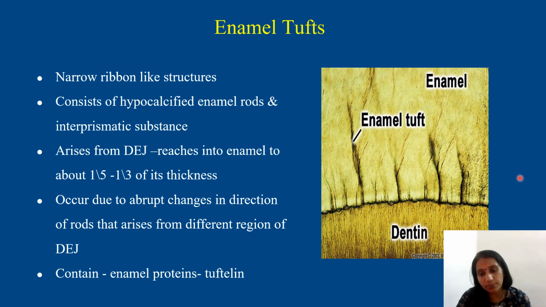So, there is an abrupt or sudden change in the direction of the rod. And they are basically made up of poorly calcified enamel rods. They are enamel rods themselves, but poorly calcified. Because of the change in direction, the calcification of the rods is affected. So it arises from the dentino-enamel junction. It is seen up to 1/5 or 1/3 of the thickness of the enamel, and it contains organic matrix, especially an enamel protein called tuftelin.